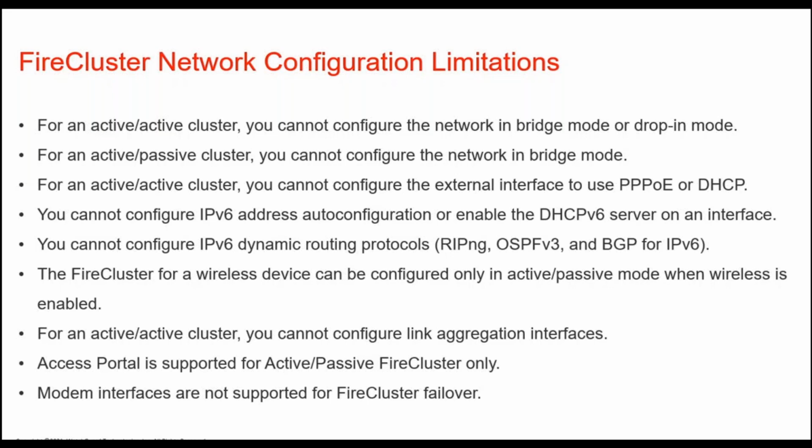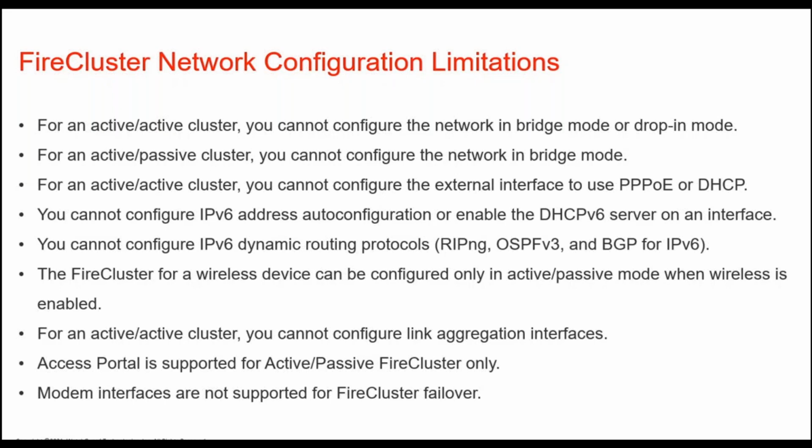For the active, you cannot configure the external interface to use PPPoE or DHCP. So this is something to take into consideration, right? Sometimes you will have some kind of router from Bell or Rogers that requires PPPoE to be configured on the external interface. So if you're going for the active, you also have to talk to your ISP to have a static IP address assigned directly to the interface. You cannot configure IPv6 addresses or enable a DHCPv6 server on the interface. Also, you cannot configure IPv6 dynamic routing protocols.